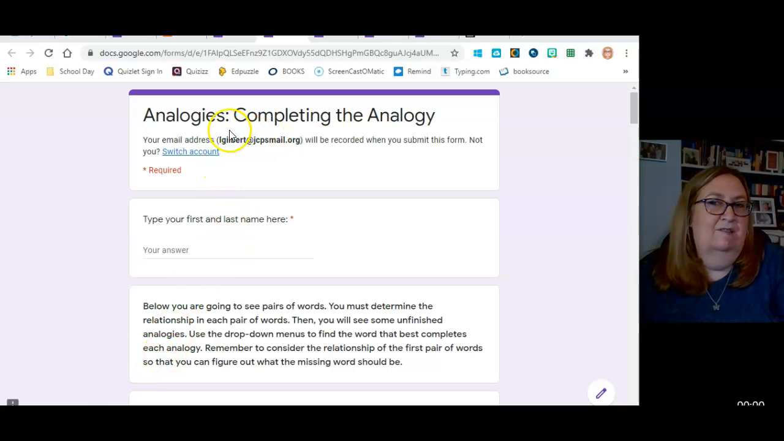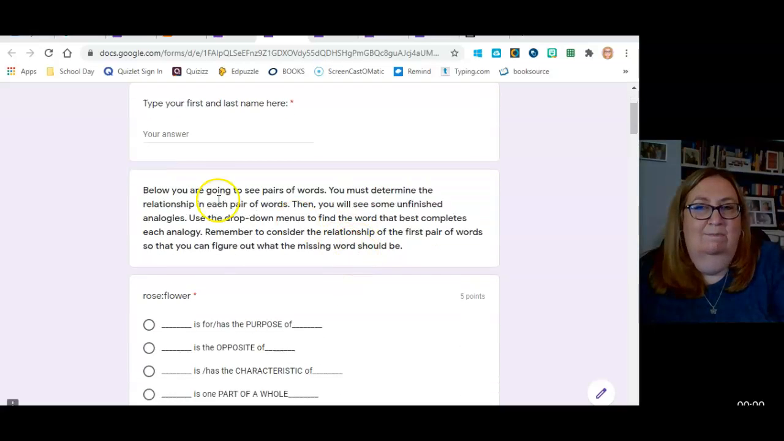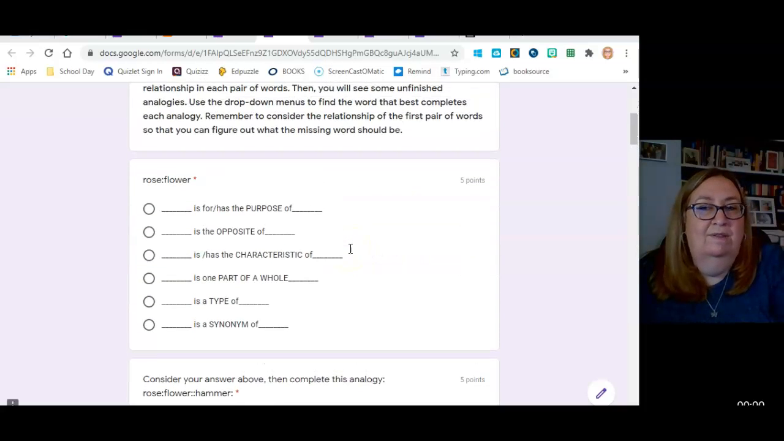So today's assignment is called Completing the Analogy. You're going to type your first and last name, and then it says, below you are going to see a pair of words. You must determine the relationship in each pair of words. Then you will see some unfinished analogies. You're going to use the drop-down menus to find the word that best completes the analogy. Remember to consider the relationship of the first pair of words so that you can figure out what the missing words should be. So I've just broken this up for you.